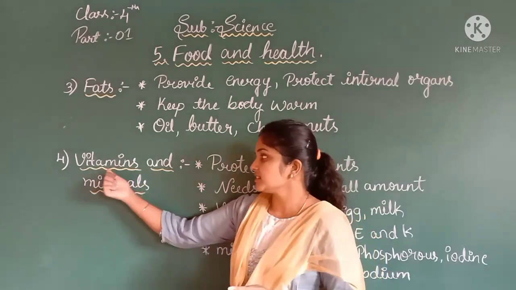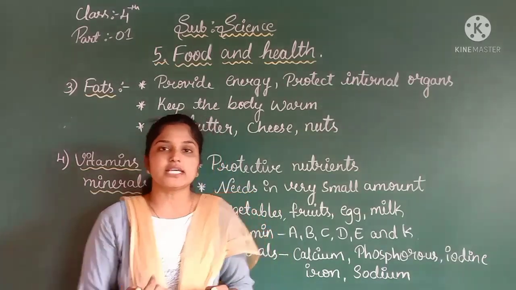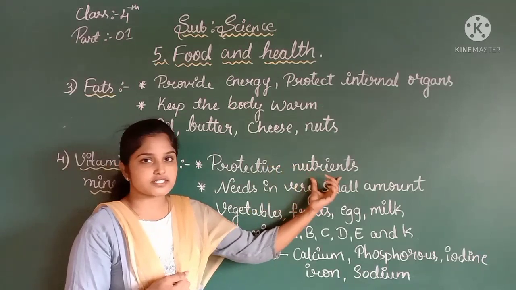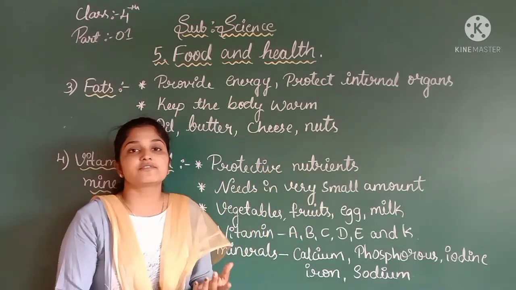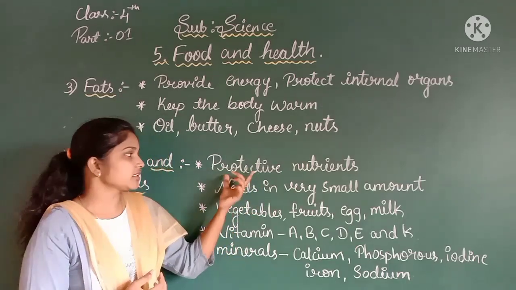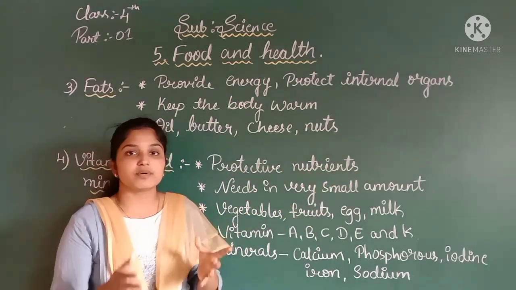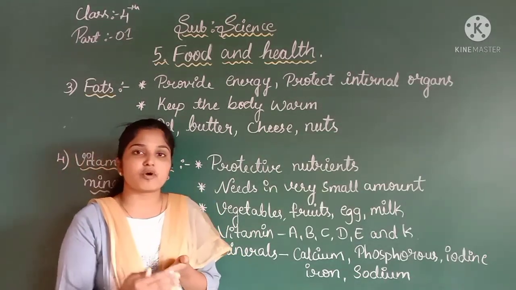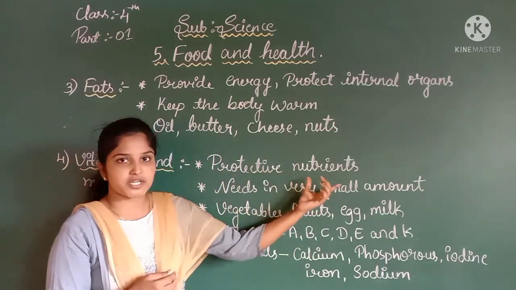The next one is vitamins and minerals. These vitamins and minerals are called protective nutrients, because they protect our body from diseases. You must remember that vitamins and minerals protect our body from diseases, so they are called protective nutrients.